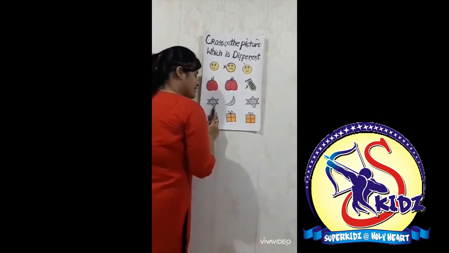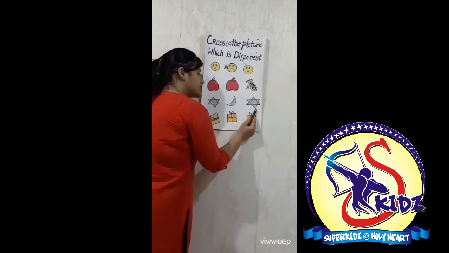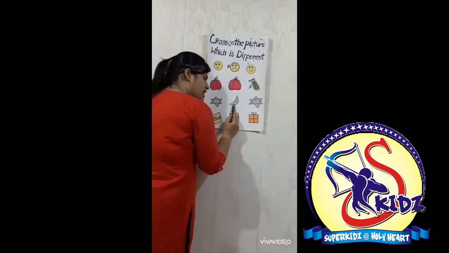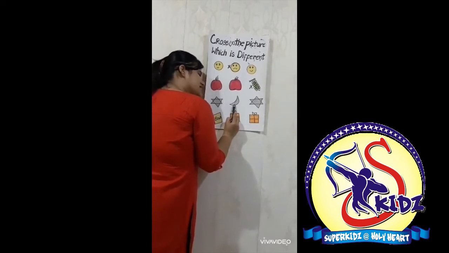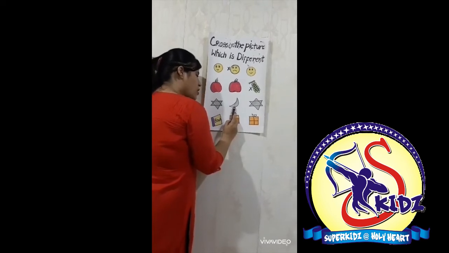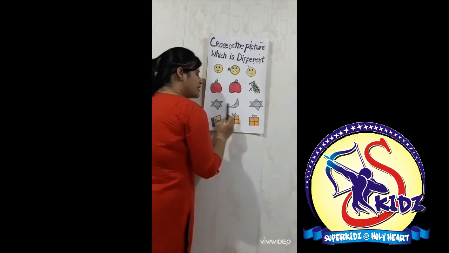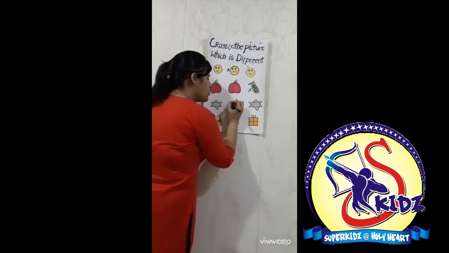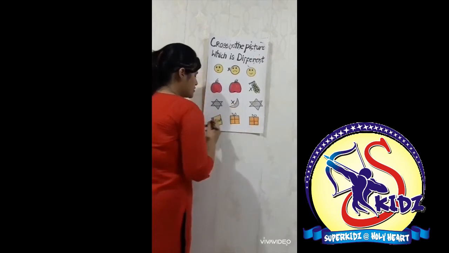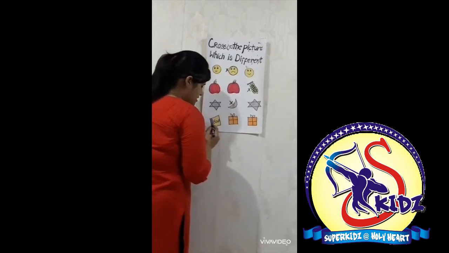What is this? This is a star. What is this? This is a star. Kids, is this a star? No. This is a moon. So the moon is different. Ma'am will cross the moon. So, kids, come to the next picture.